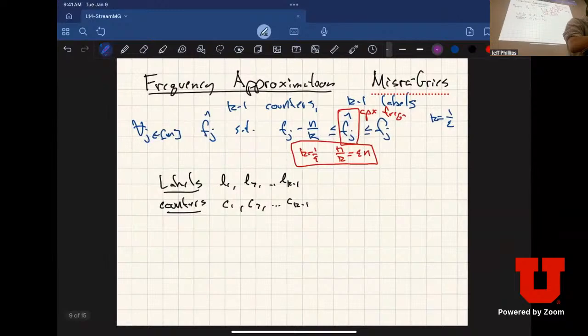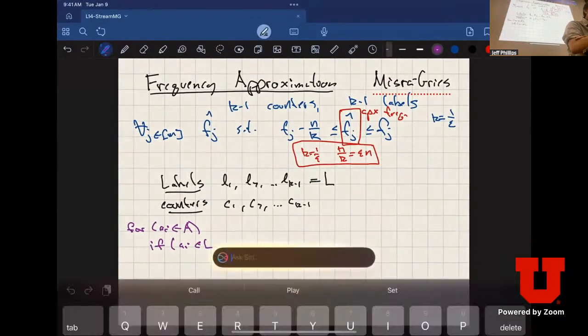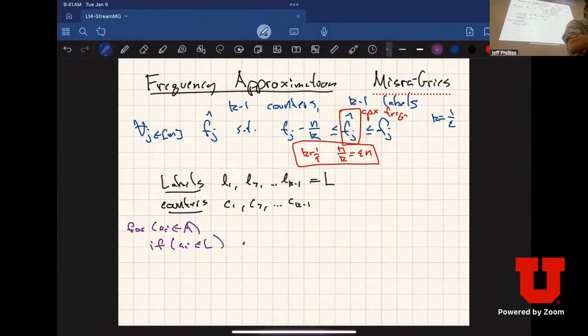So let's start writing out the algorithm here. We'll think of it as a for loop over ai in A. This is how you would implement this. We'll call this set L. If ai is in the set L, so it's one of the labels, and let's say ai is equal to label j, then what I'm going to do is increment counter j: counter j equals counter j plus 1.